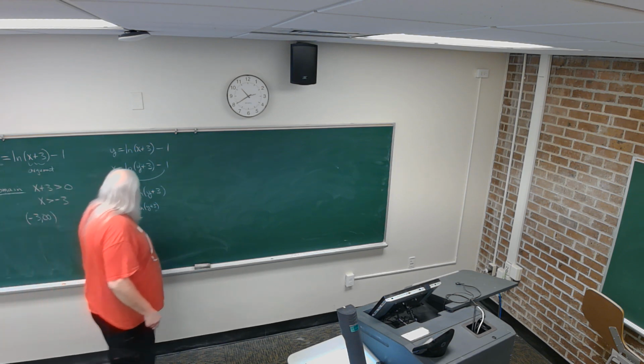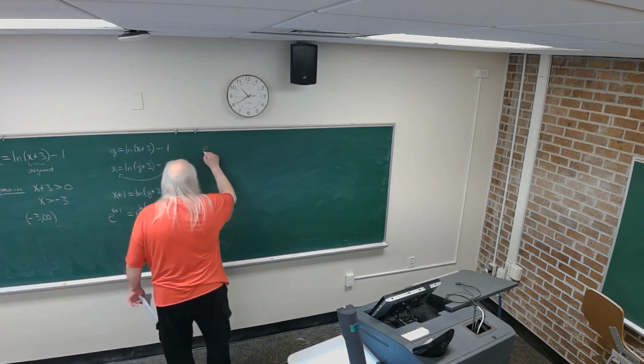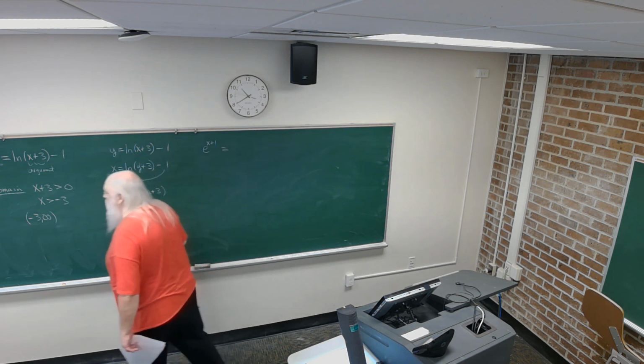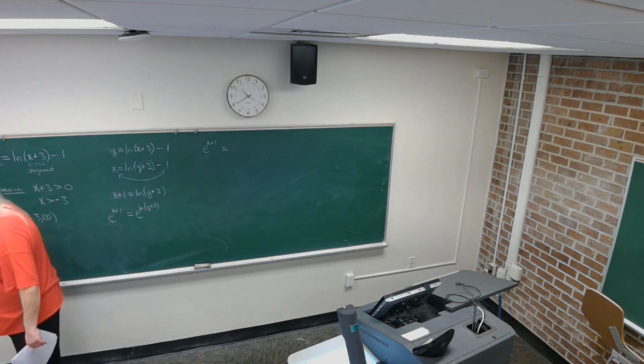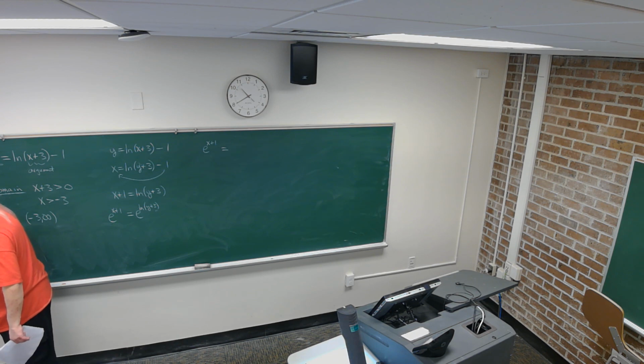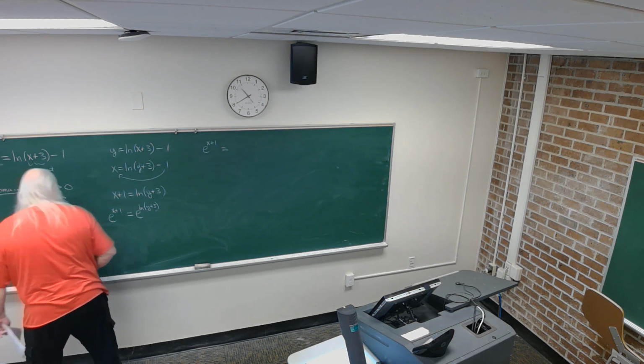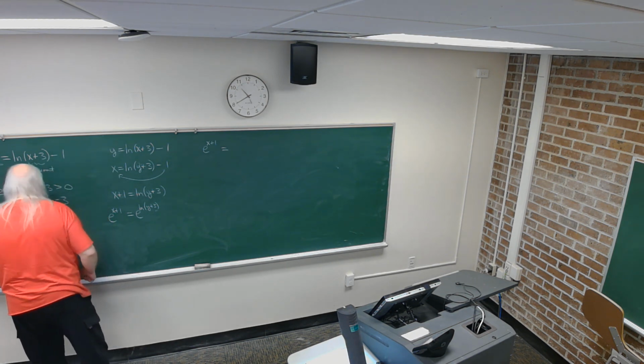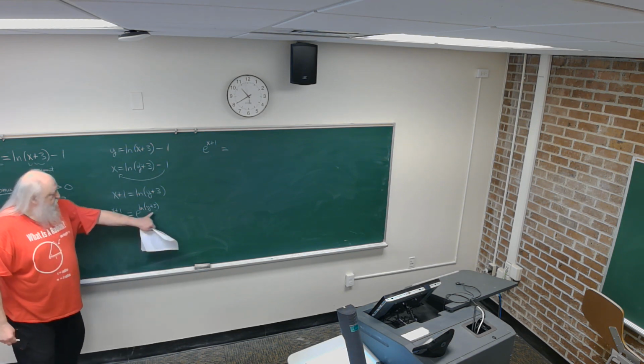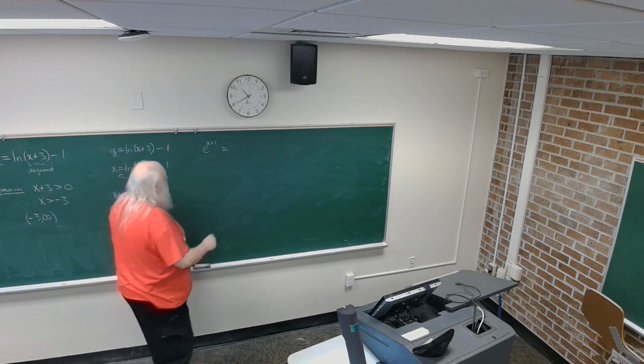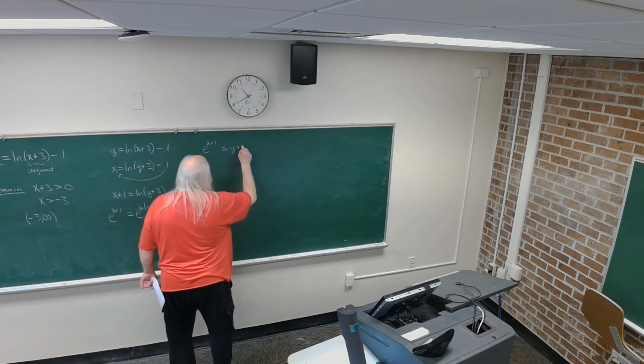Well, on the left, we have e to the x plus 1. And by this property of the natural log, e to the natural log of x is equal to x. Right? Where x is the argument into the natural log function. Well, the argument here is y plus 3. So the right-hand side is just equal to y plus 3.